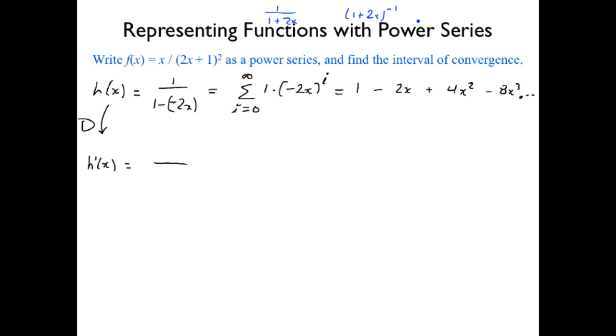So we want the derivative of that. It's going to turn out to be negative 1 over 1 plus 2x. Yeah, I was doing 1 plus 2x squared. Done? Chain rule times 2. So you get negative 2 over 1 plus 2x quantity squared.